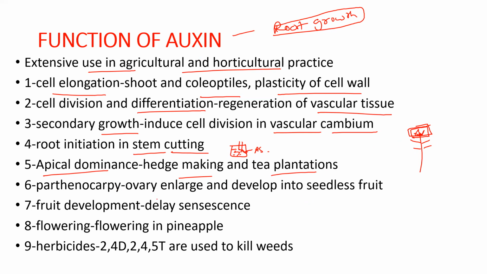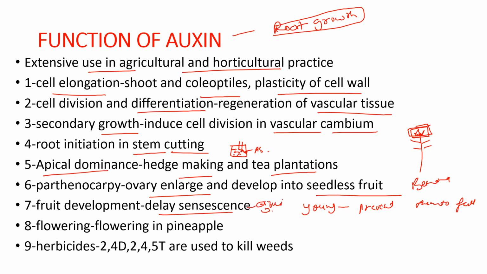Parthenocarpy: the ovary enlarges and develops into a seedless fruit like banana. In fruit development, it delays senescence. Basically, if the fruit is young, then it prevents them from falling. So it delays senescence. Senescence means ageing. And if the fruit is mature and old, then it is called abscission. So it is a very important hormone. It causes flowering in pineapple.